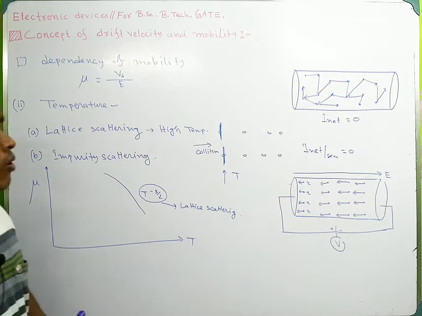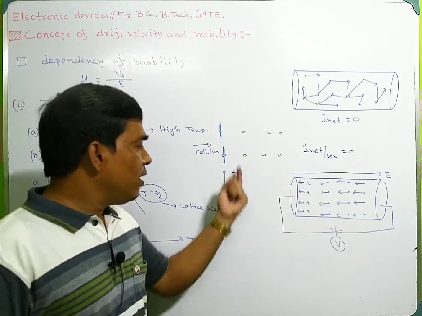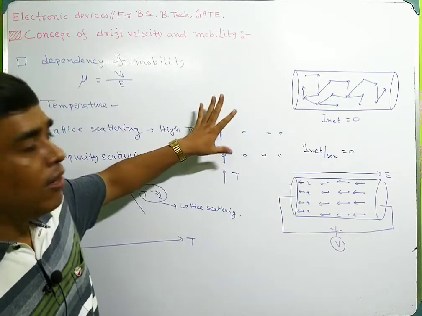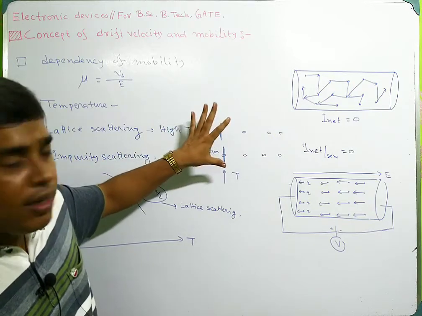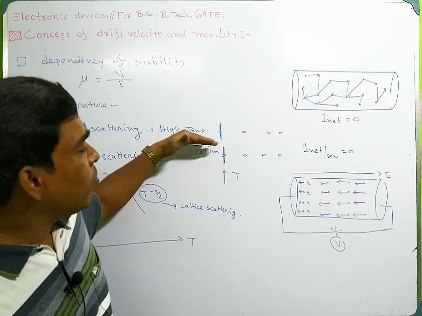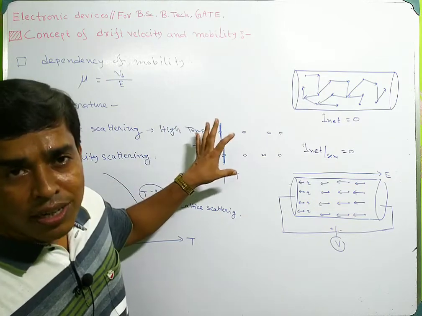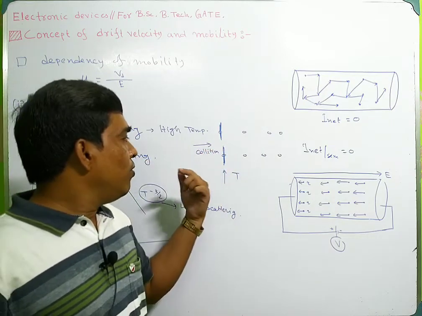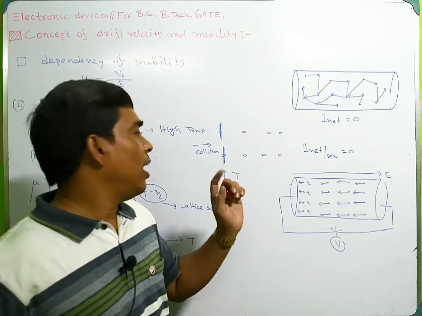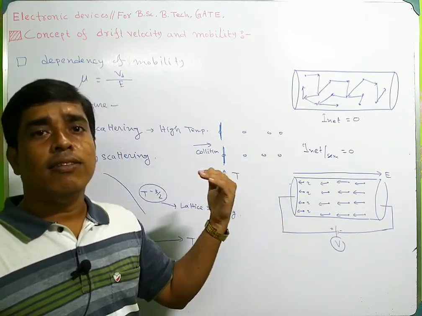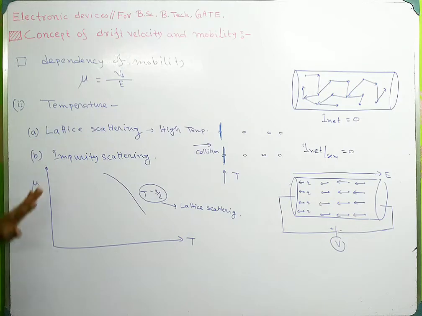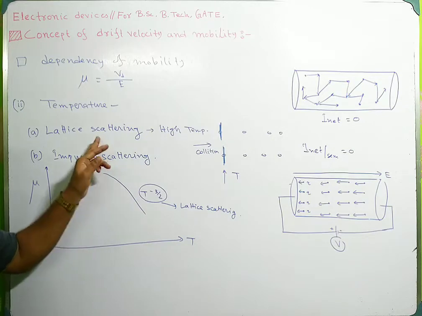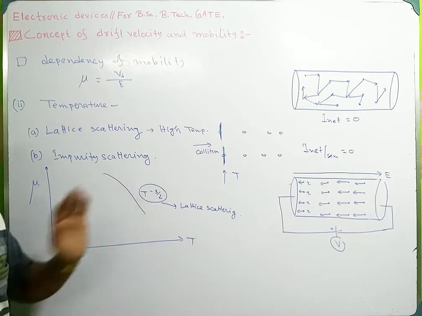So what happens when you increase the temperature of the metal or semiconductor? The vibration of the atoms will increase. That's why the number of collisions between the charge carrier and the ions will increase. That's why the velocity of the charge carrier is decreased, and if the velocity is decreased, then the mobility of the charge carrier is decreased. So this will happen for high temperature.